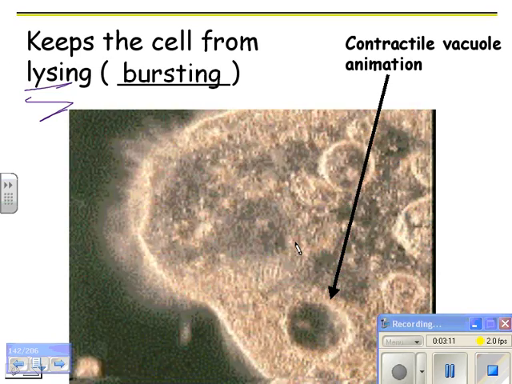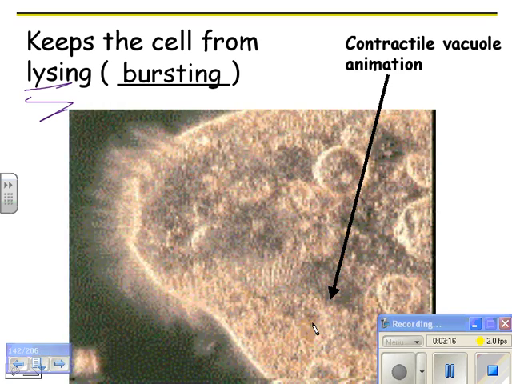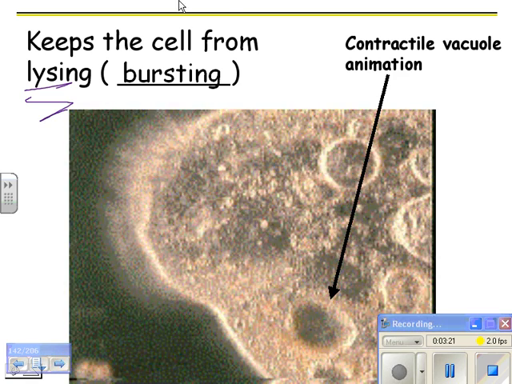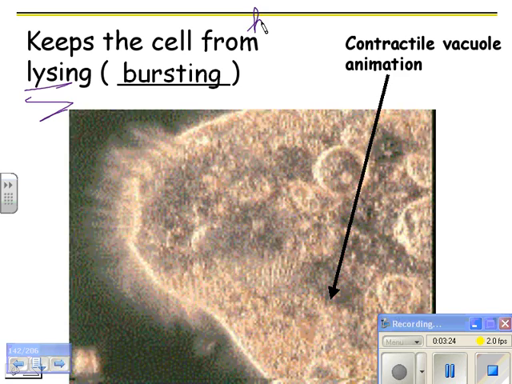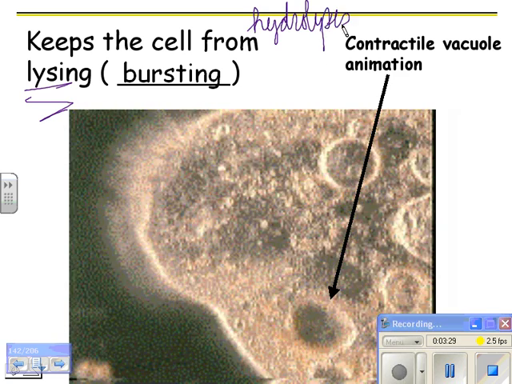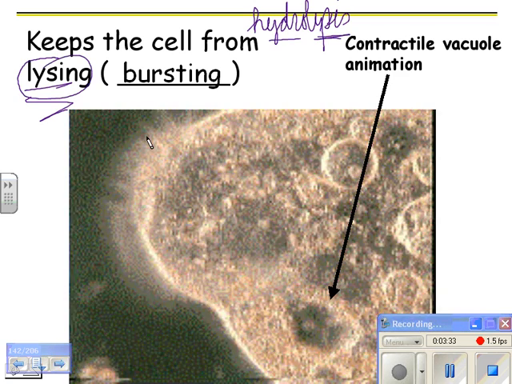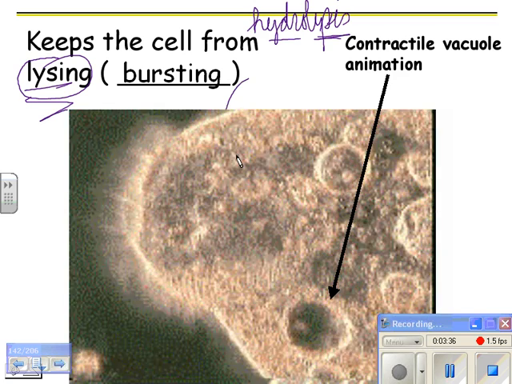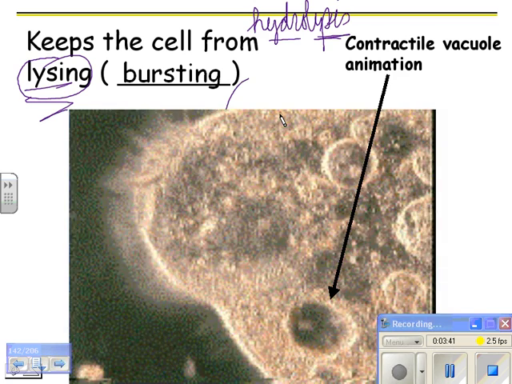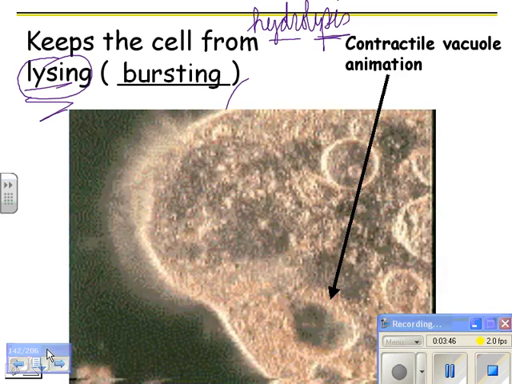I don't know if this is coming out, it probably isn't, but this is a contractile vacuole animation and the water is being squirted out of here. You've heard this before, at least my honors group, I used the word hydrolysis, and that was using water to break something. This is lysing, which means the cell will actually burst. So water's going in, and if you don't push water out, it'll break. And so that's what this is for. That would not be a problem in plant cells because plant cells have a cell wall to keep them from breaking.